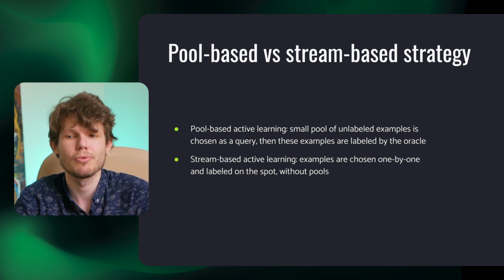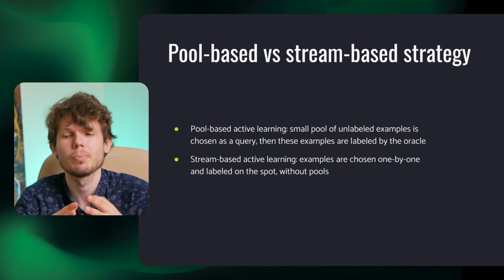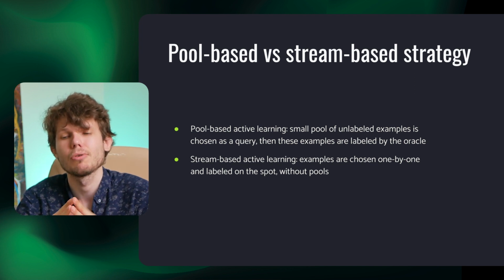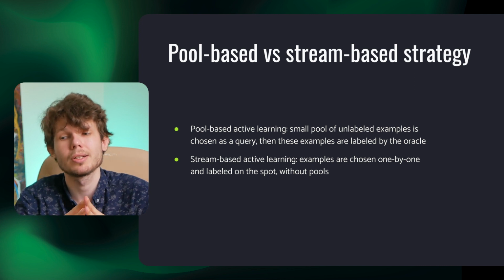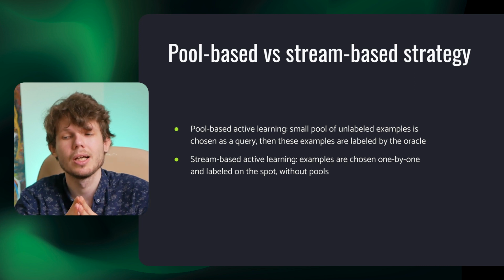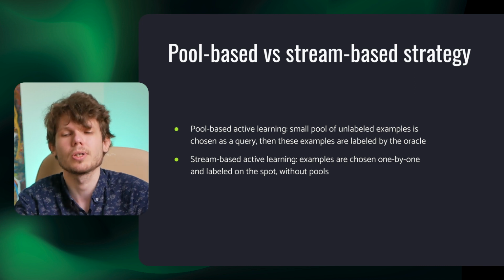In stream-based active learning, the set of all training examples is presented to the algorithm as a stream, one by one. Each example is sent individually to the algorithm for consideration. The algorithm must make an immediate decision on whether or not to label this example. Selected training examples are labeled by the oracle, and the label is immediately received by the algorithm before the next example is shown for consideration.